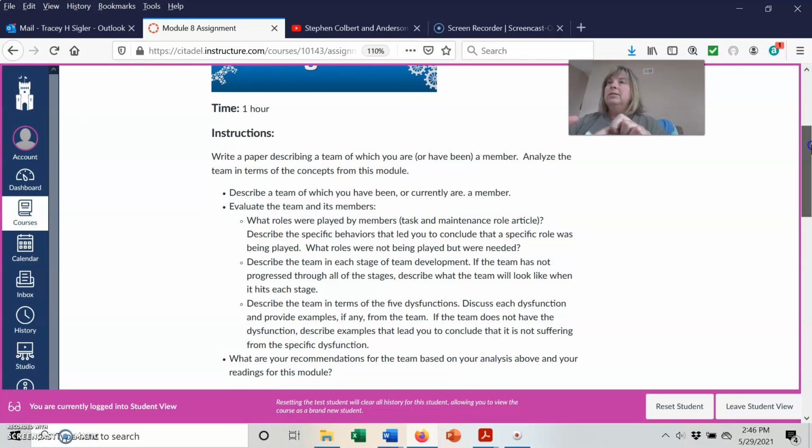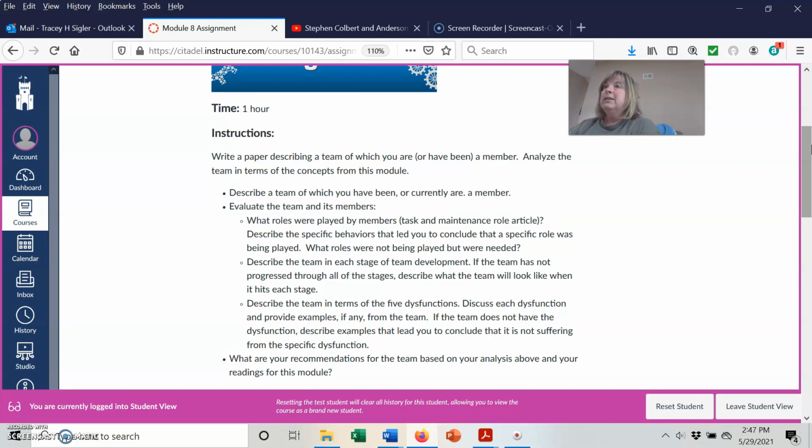First of all, look at a team. Describe a team of which you've been a member, and then analyze it using those different tools and materials that you read. What are the specific roles played by members, the task and maintenance roles? Describe the team and its stages of development. We know that a group of people put together into a team takes some time to develop and become high performing. So examine and analyze the team you're referring to for each of the stages.